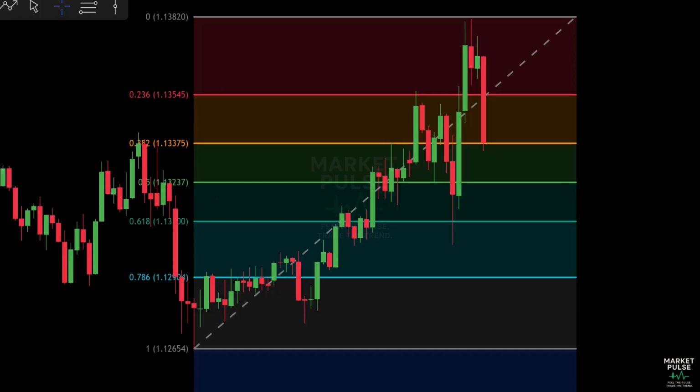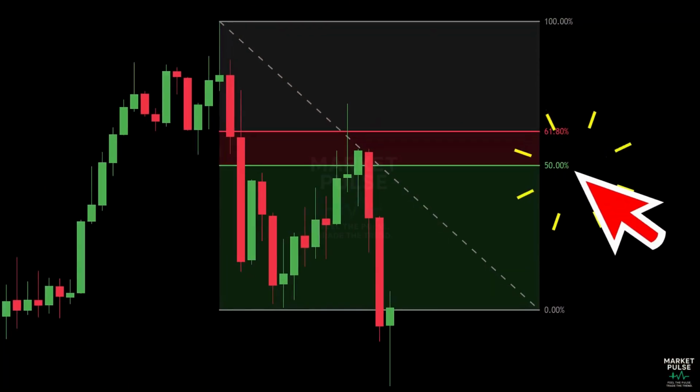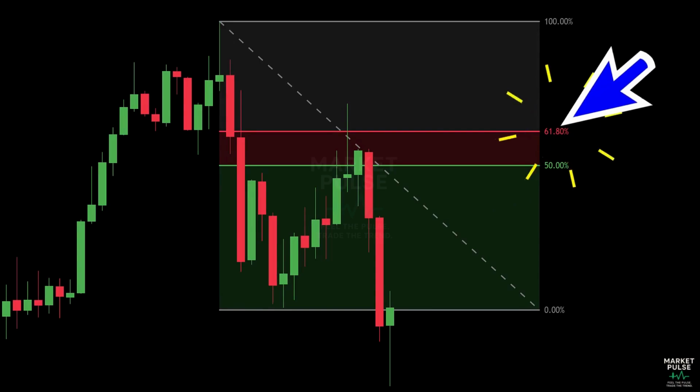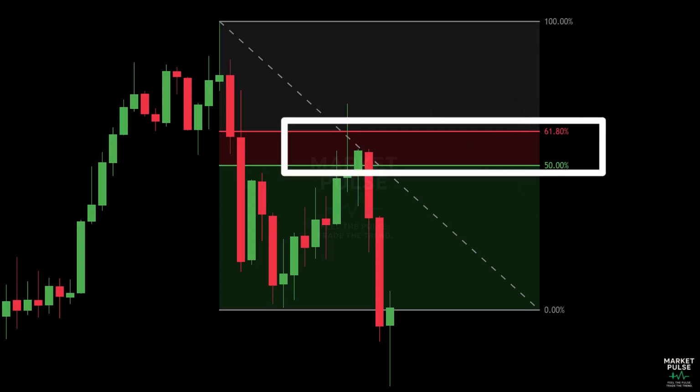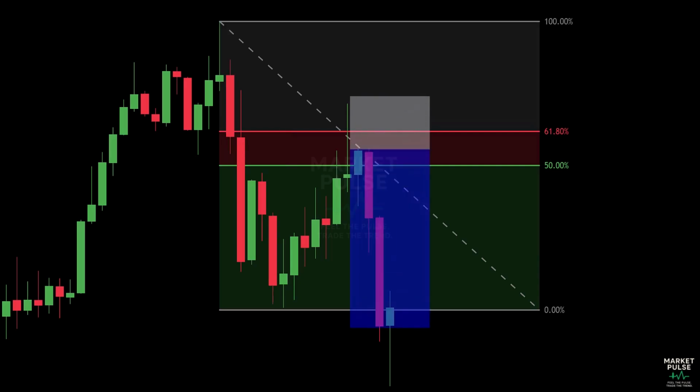But in this video, we're zeroing in on the two most crucial ones: the 50% level, known for showing healthy pullbacks and strong trends, and the 61.8% level, the golden ratio, where price tends to react with surprising accuracy. These two levels can act like magnets for price, especially after big moves. They're not just random percentages, they're zones where smart money often re-enters the market.